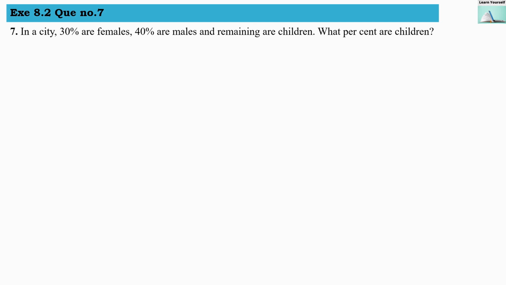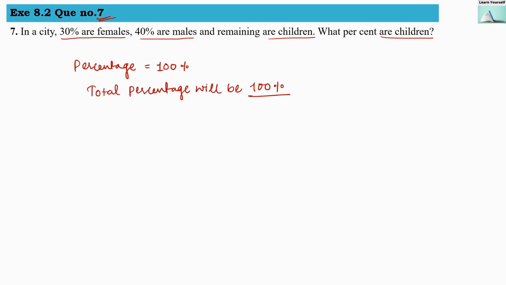Exercise 8.2, question number 7. In a city, 30% are females, 40% are males and the remaining are children. What percentage are children? When we are solving this kind of numerical, we have to remember that percentage will always be 100%. So the total percentage will be 100%.